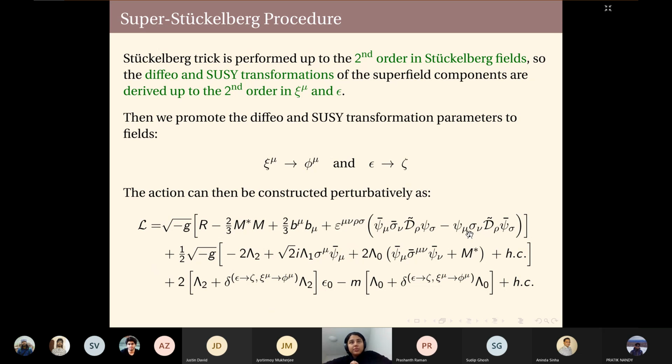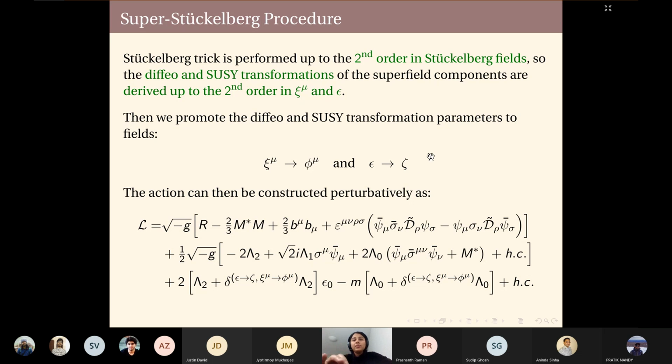So now again, in order to restore the symmetry, we use the Stückelberg trick. Now xi mu is the diffeo transformation parameter, and epsilon is the supersymmetry transformation parameter, and these parameters are promoted to fields phi mu and zeta. And then when you transform the fields in the Lagrangian and then promote those parameters to the fields, the Lagrangian that you then get is a completely invariant Lagrangian, both in diffeos and in supersymmetry, supergravity. And so yeah, that gives you a Stückelberg unimodular supergravity Lagrangian.